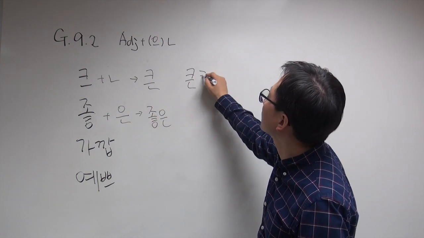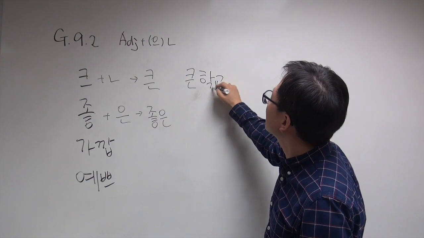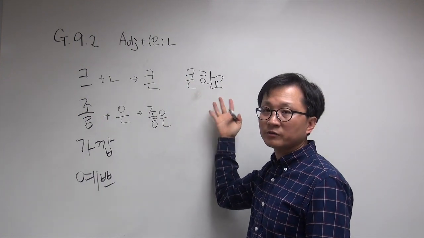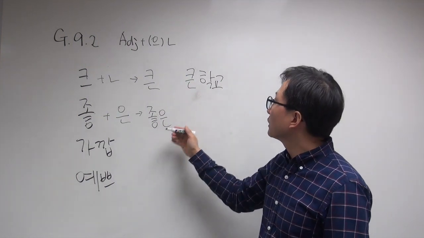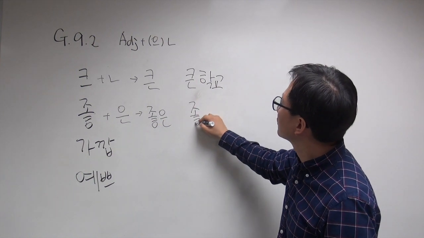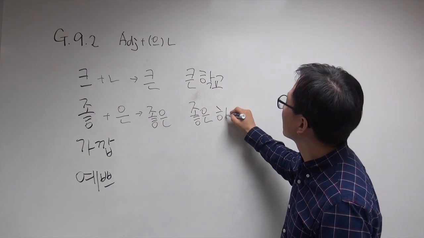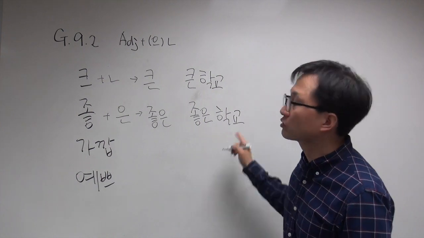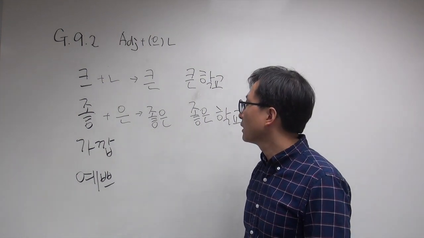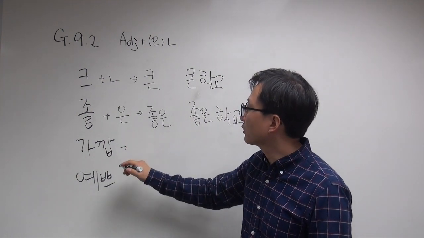큰 학교. This is not a sentence, but just a phrase. Big school. And 좋은 학교. Good school, right? And here comes an irregular.